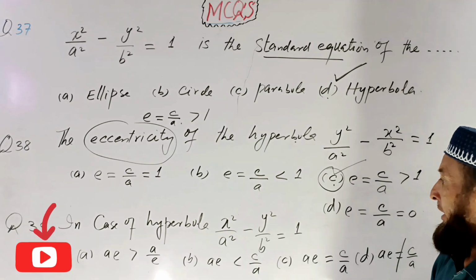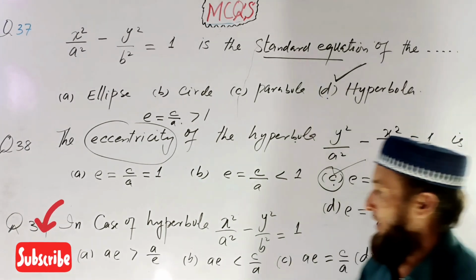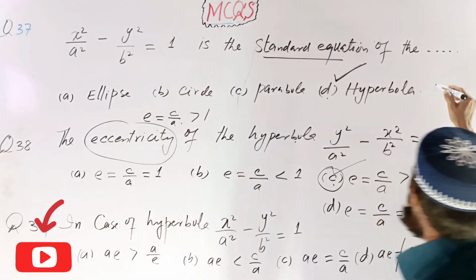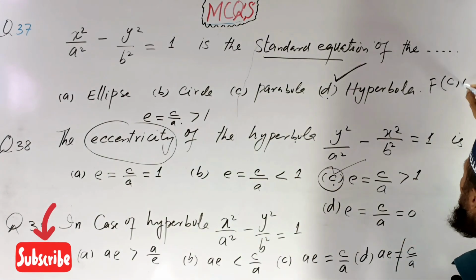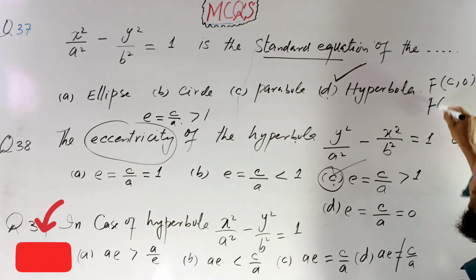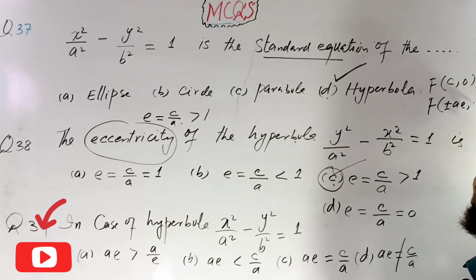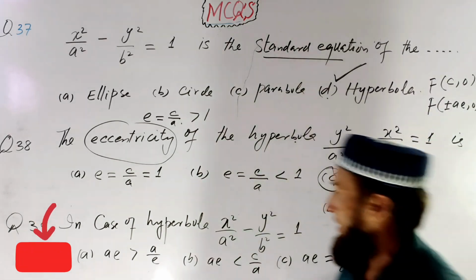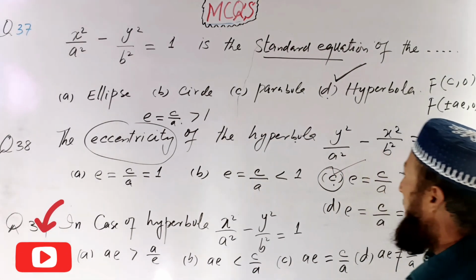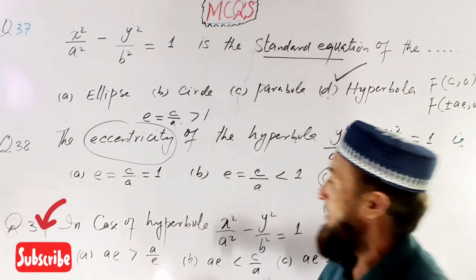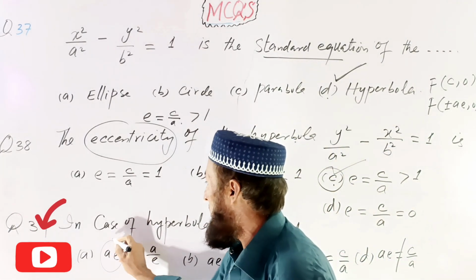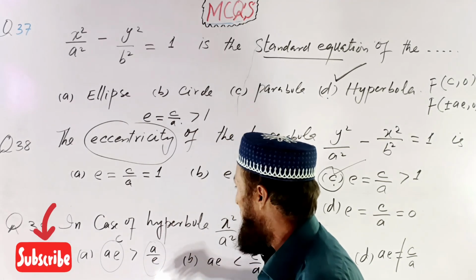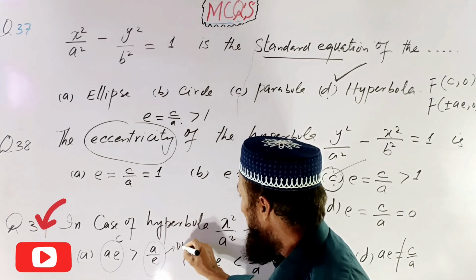So here, in case of hyperbola, look here, there is the value of c. We know that we are finding the focus, c is equal to plus minus ae. So the result for the focus is as given. According to this, eccentricity must be greater than 1. So here the value of c is ae, and a divided by e means the directrix line.